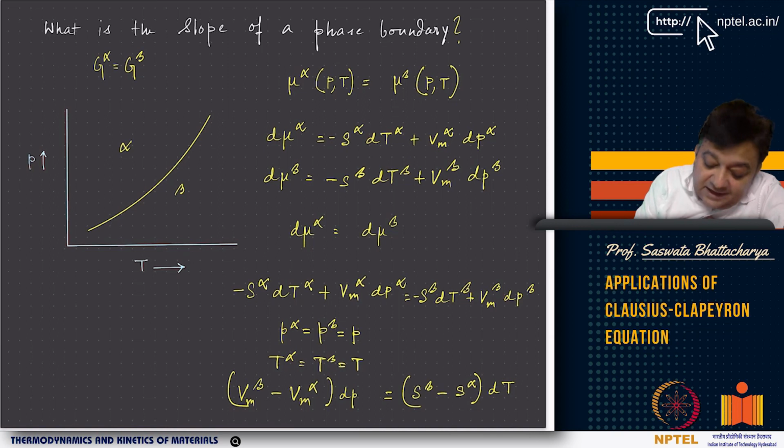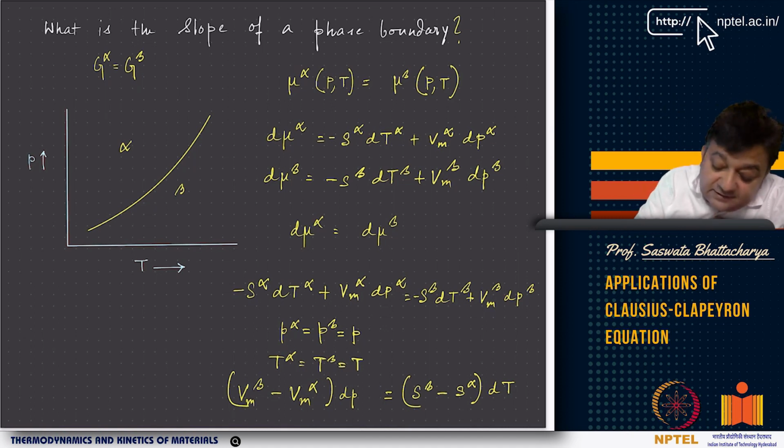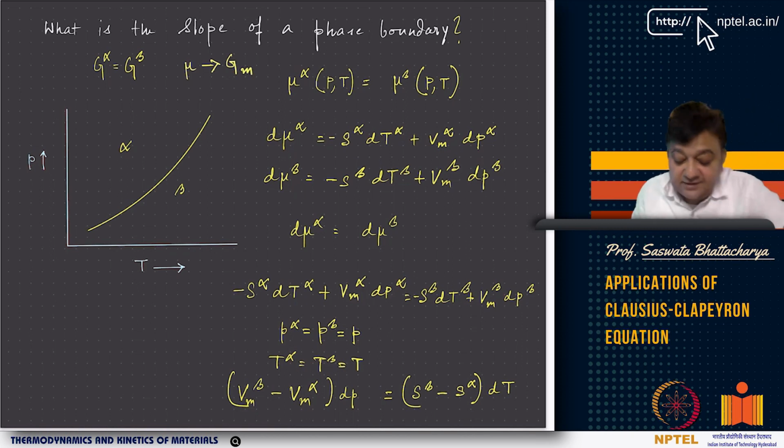So in such a case, as you know, G alpha equals G beta. It's a unary system, so there is only one component, and the chemical potential is nothing but the molar free energy, Gm. Mu is basically the molar free energy. So mu alpha, the molar free energy of the alpha phase, equals the molar free energy of the beta phase.